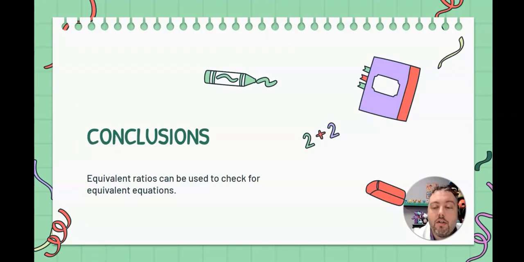So, to sum up, it's equivalent ratios that help us check for equivalent equations. And if you set up your equivalent ratios correctly, there's no reason you shouldn't be able to figure out if those equations are in fact equivalent.